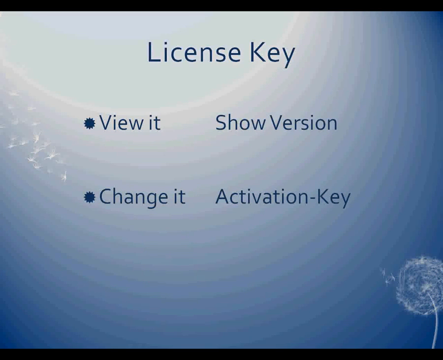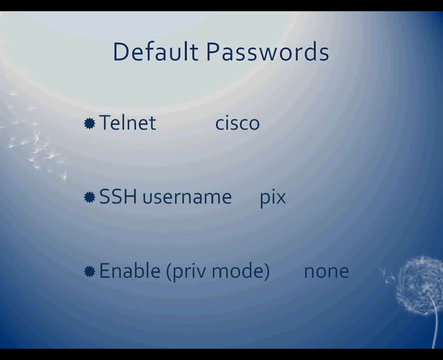All right, by default, when the ASA first comes up, there is a telnet password configured. It is cisco. The SSH has a default username, and it is pix, P-I-X. In the enable mode, to get into privilege mode, there is no password by default. You would just hit enter, and it just goes in blank. So make sure you know those default passwords. Obviously, those are always exam questions as well.